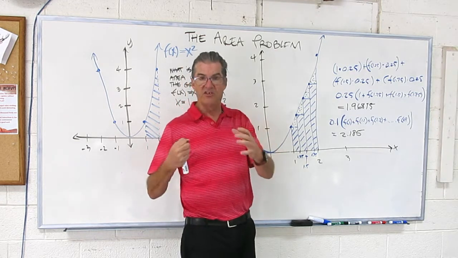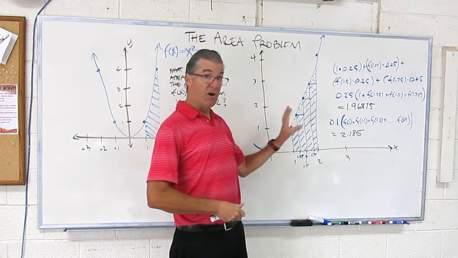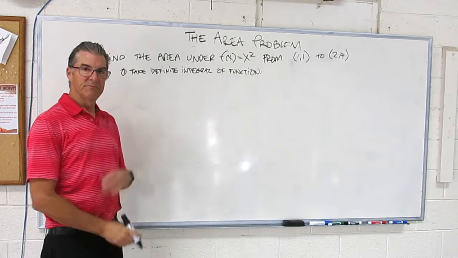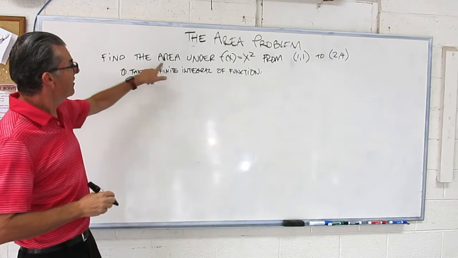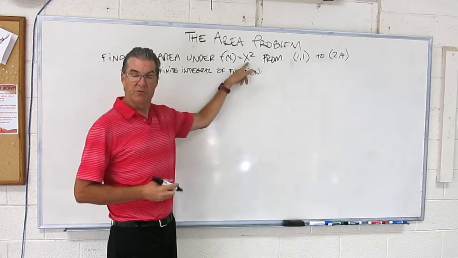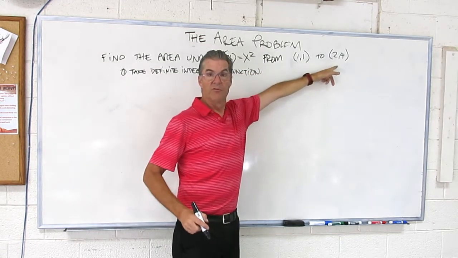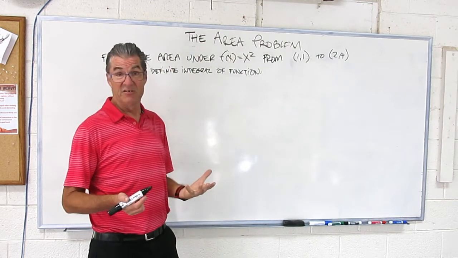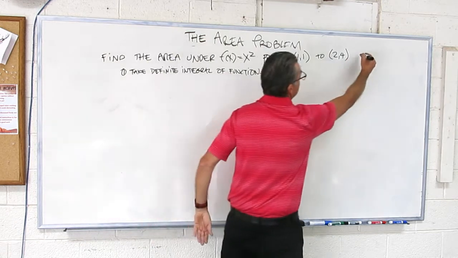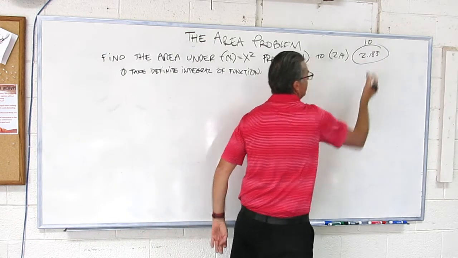So we just finished up a couple lessons on doing integrals, so now we're going to use them to solve this area problem. Okay, so here's where the integral comes in. Here's our problem. Find the area under f of x equals x squared. That's the graph we just looked at from the point 1, 1 to the point 2, 4. So that's what we did, and we approximated that area with 10 rectangles, and we got 2.185. That was with 10 rectangles.